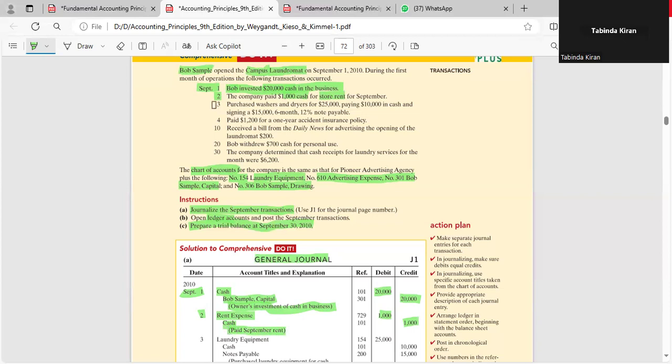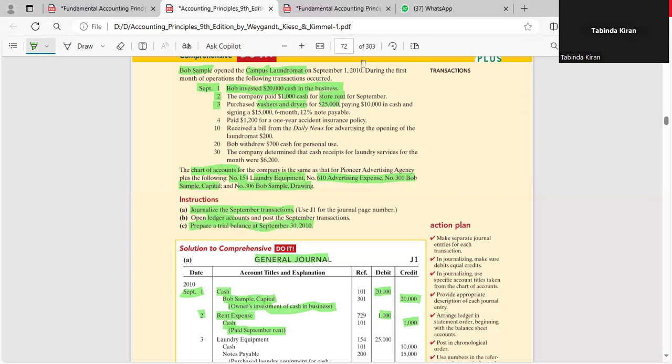In the third transaction, what had happened? Purchased washers and dryers. So this is the laundry equipment. How much? For $25,000. So this is the historical cost principle, which we apply here, that we are going to record all these assets at their purchase price. So we will record laundry equipment as $25,000 debit.